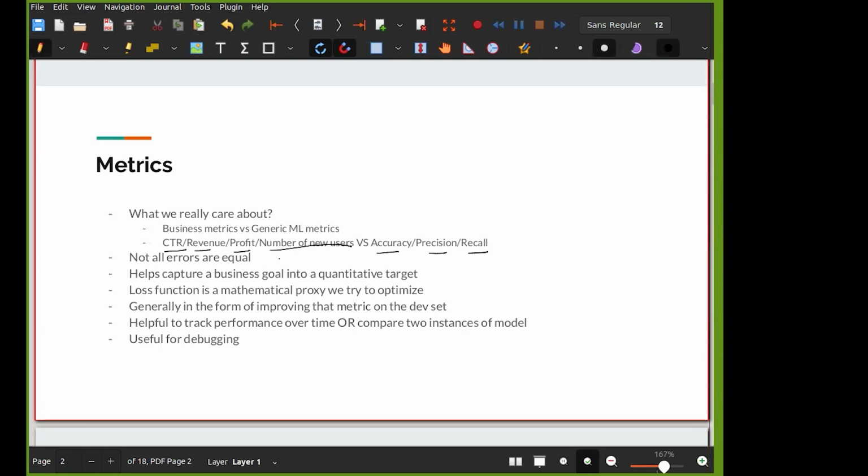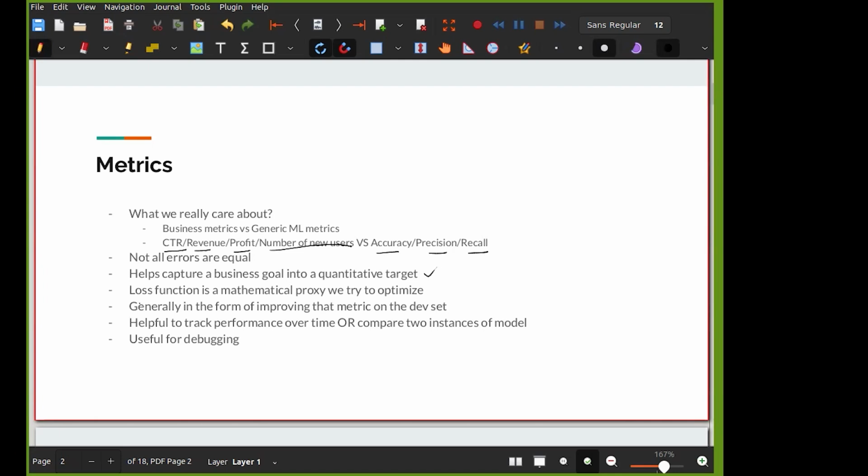Now, the thing is, there are various kinds of metrics. Not all errors are equal. Not all performance metrics are equal. They have their own pros and cons. And that's why we need to be aware of various kinds of metrics. And metrics help capture a business goal into a quantitative target, which we can measure and track and improve on.